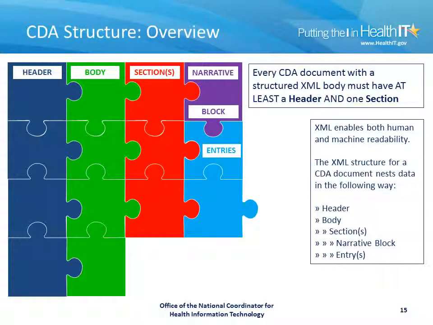Every CDA document that contains structured content must have at least a header and at least one section. Now, XML is used to enable both human and machine readability of CDA documents, and the XML structure for a CDA document nests data in the following way. First, there's a header, and then the body, which contains one or more sections, and within each section there is first a narrative block, describing in readable terms the information to be conveyed, and then in some cases there are coded entries which contain machine-readable versions of the clinical information to be described.